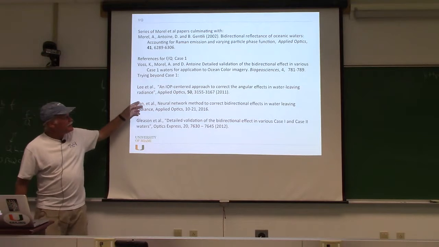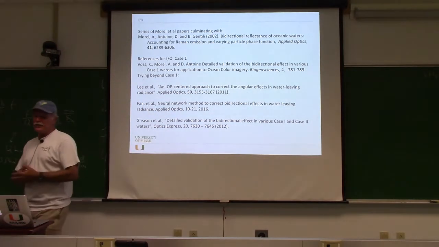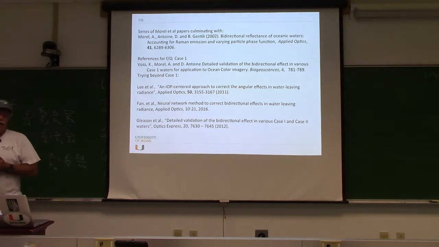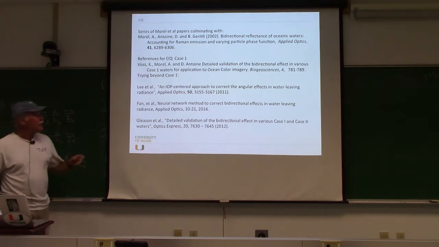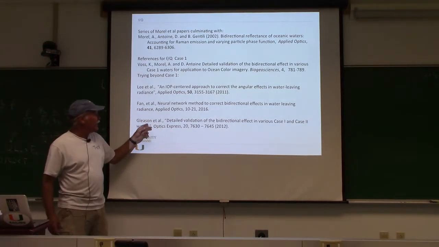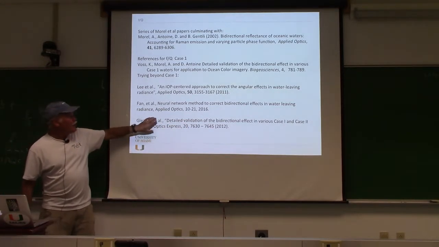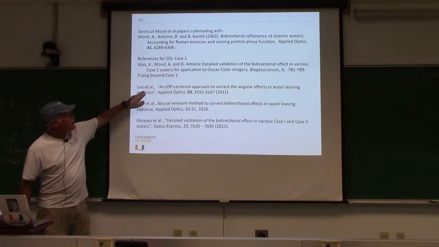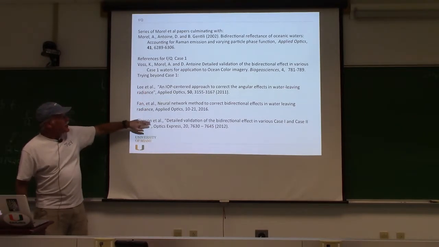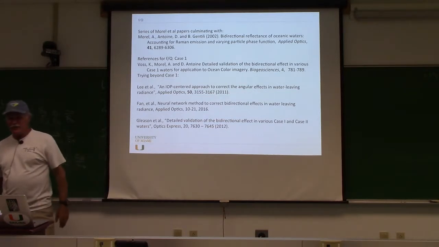and this is Stamnis's graduate student, and Stamnis have a paper where they use a neural network method to correct the bidirectional effects, including in case 2 waters. And this is a paper Art Gleason and I and Howard, I think, and a bunch of others did, where we tried to see how well this correction worked in case 2 waters as opposed to the Morel if you try to extend it and use it in the case 2 waters.